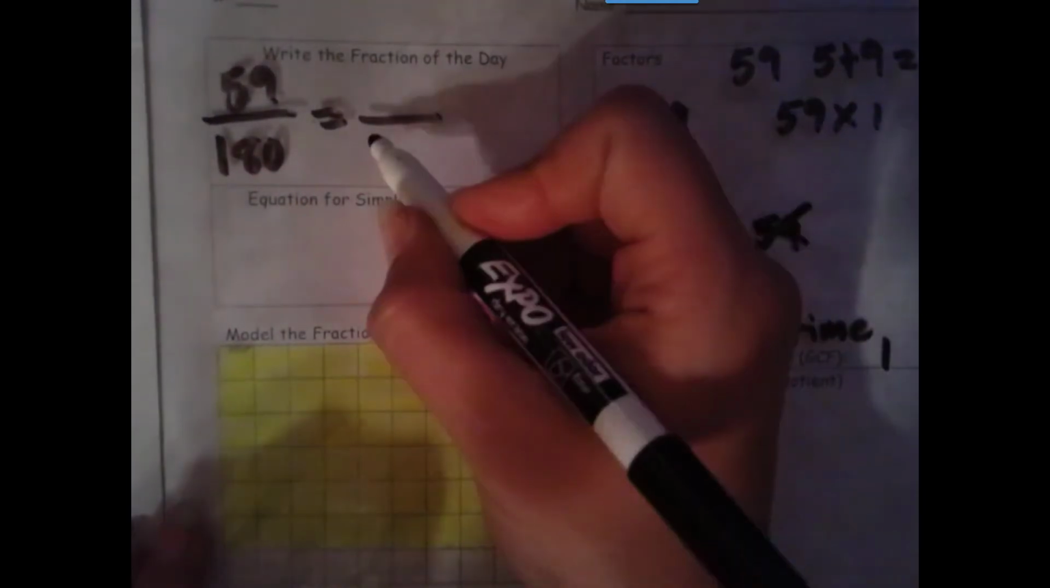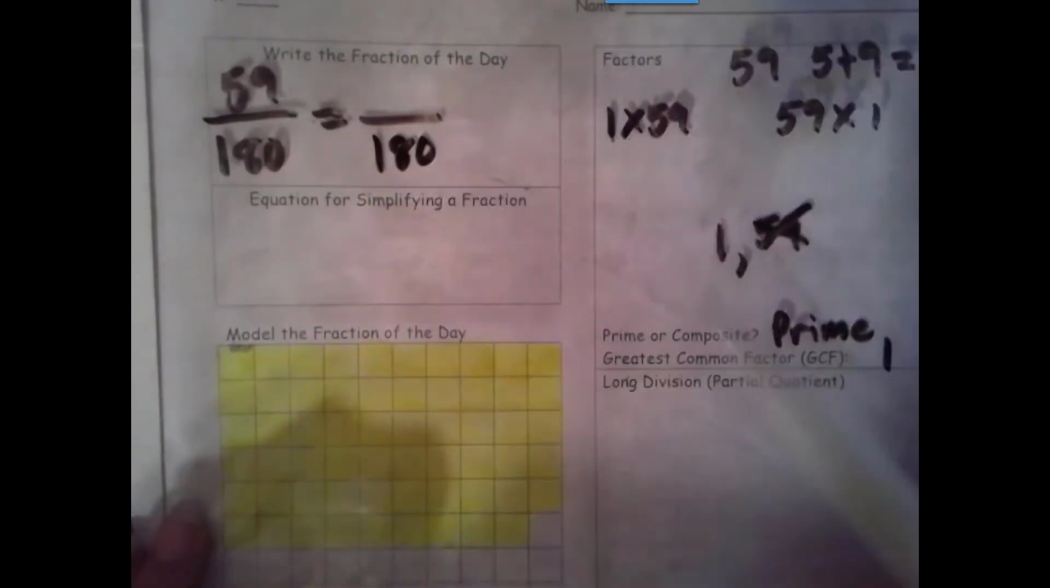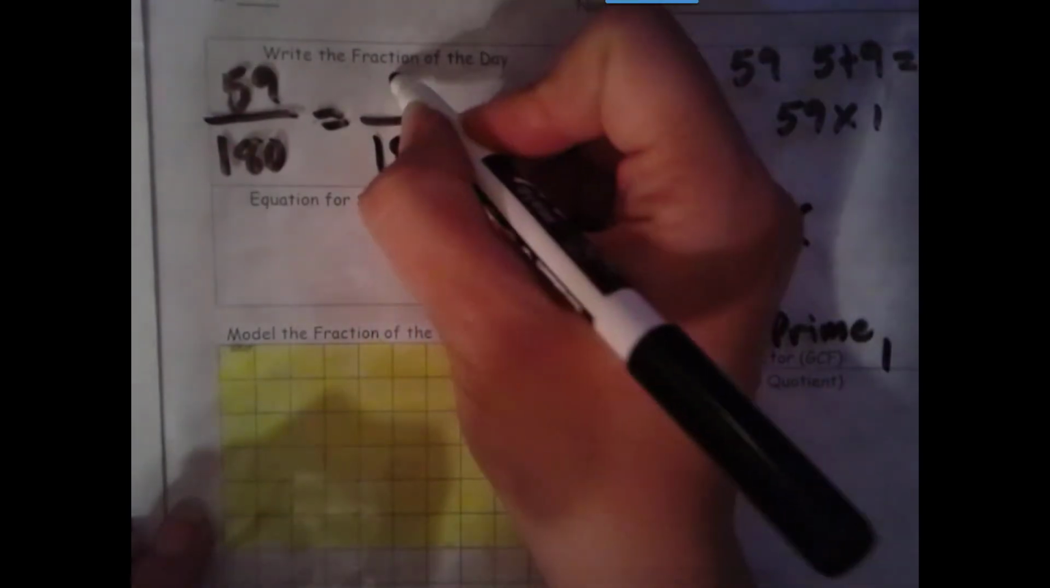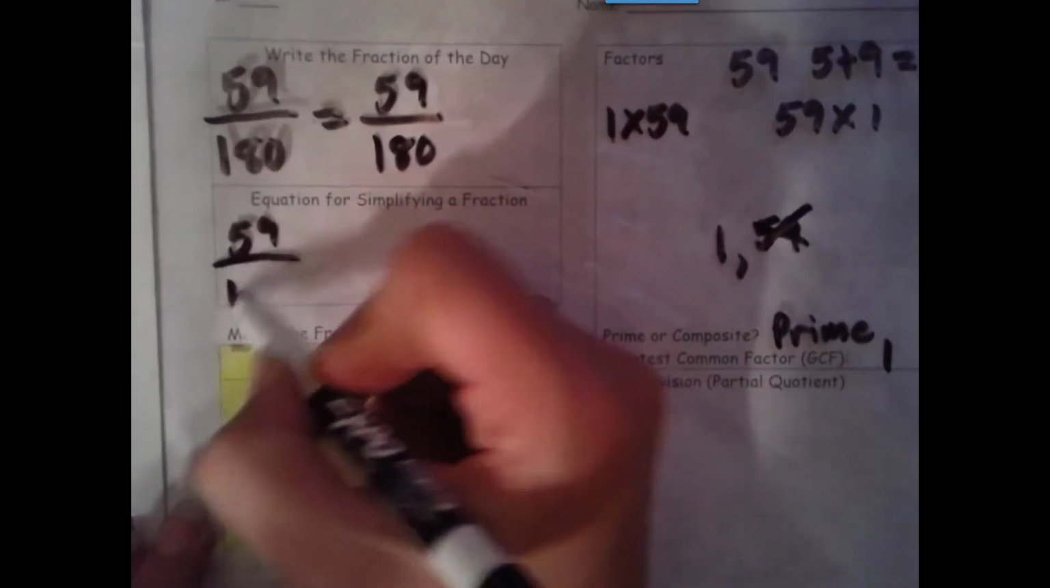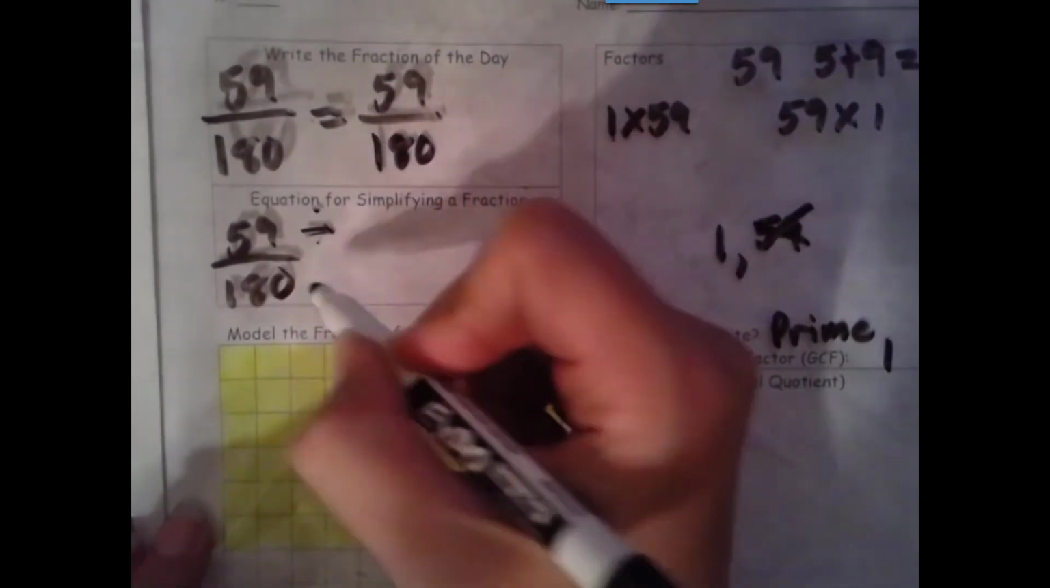So let's make our groups of 1. Done. How many total groups of 1 do we have? 180. How many groups of 1 are shaded in? 59. Okay, so now let's prove it with our algorithm.